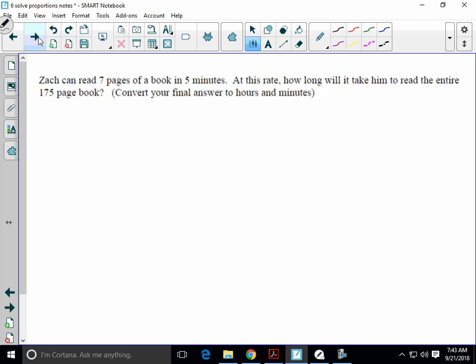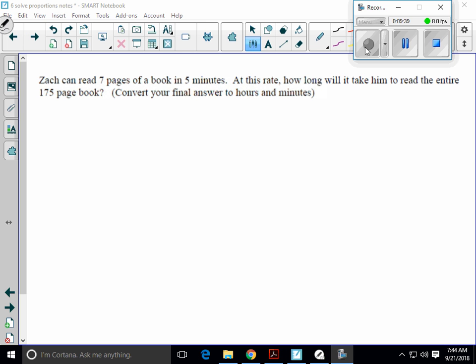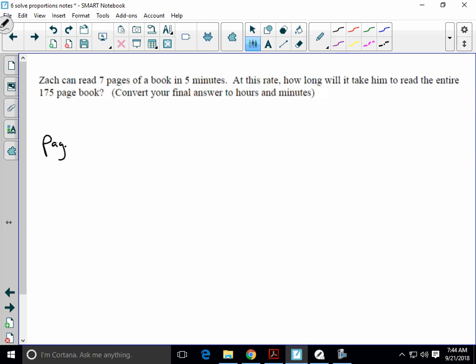Okay, let's take a look at a couple of word problems. Okay, Zach can read 7 pages of a book in 5 minutes. Okay, so the two numbers have to deal with pages and minutes. That's my ratio that I'm going to write. And he reads 7 pages in 5 minutes. At this rate, how long will it take him to read the entire 175-page book?